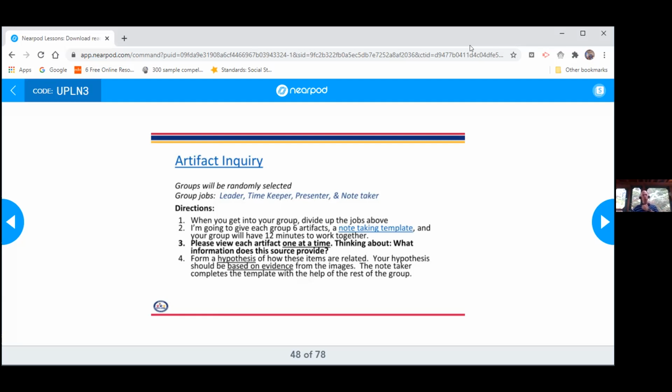And what you're going to do is you're going to form a hypothesis about how these items are related. And your hypothesis needs to be based on evidence from the images. And so the note taker is the one that will be completing the template, and then the rest of the group will then just be, you know, talking. And then at the end, the leader will present.